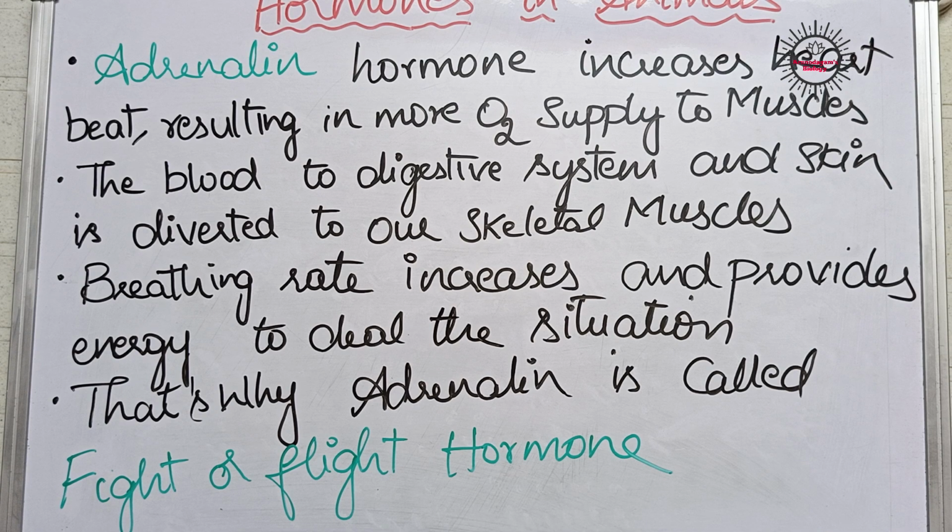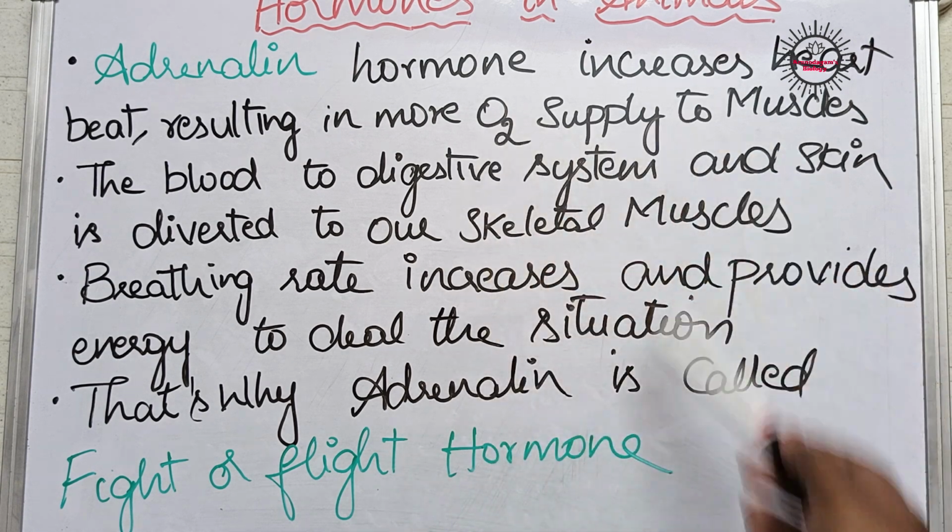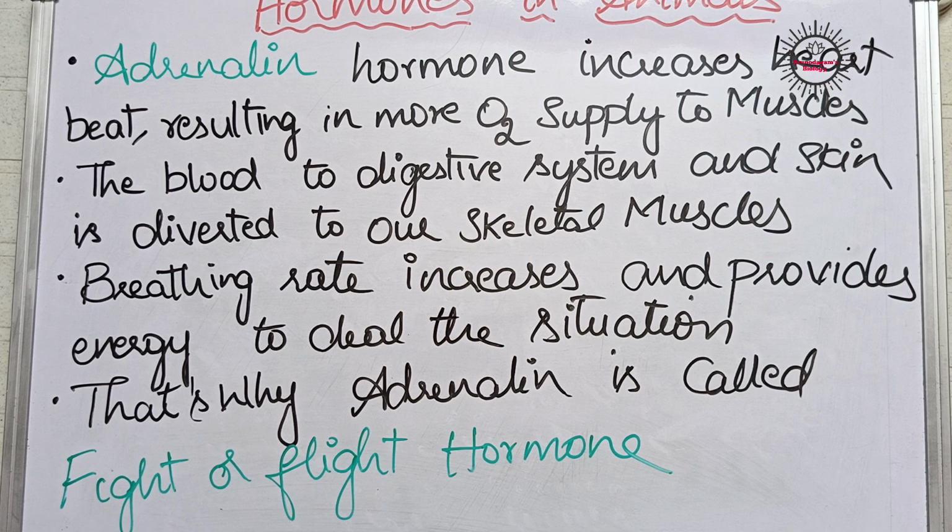So because of that, more oxygen will be supplied to our muscles to gain energy. So we all know that oxygen supplied to the muscle cells results in cellular respiration, isn't it? If more oxygen is supplied to the cells, cellular respiration takes place, more amount of food will be oxidized and more amount of energy is released to face that situation.